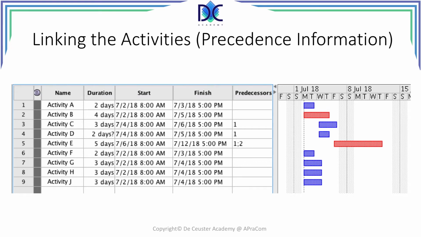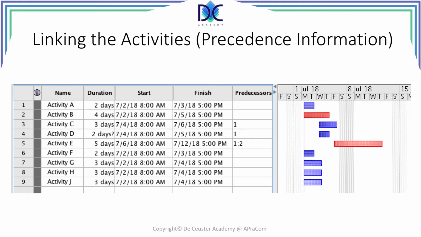A is finished. The same we do with activity D, and activity E has two predecessors, A and B, so we added here 1 semicolon 2, and you see that the activity E starts after activity B and A. It's also in red. Activities B and E are in red, which indicates they are on the critical path.